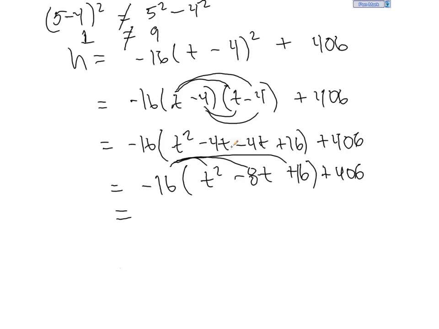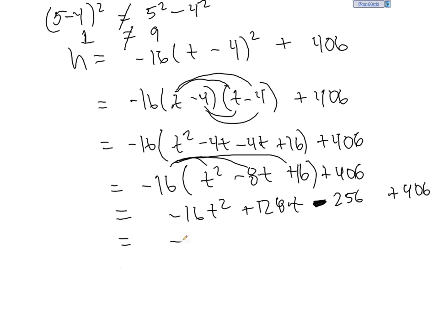So I would distribute the negative 16 and get negative 16t squared. Negative 16 times negative 8 is, believe it or not, 128t. Negative 16 times positive 16 is negative 256. But now I've got to add 406 on the end. Don't need the parentheses anymore since I've already distributed.